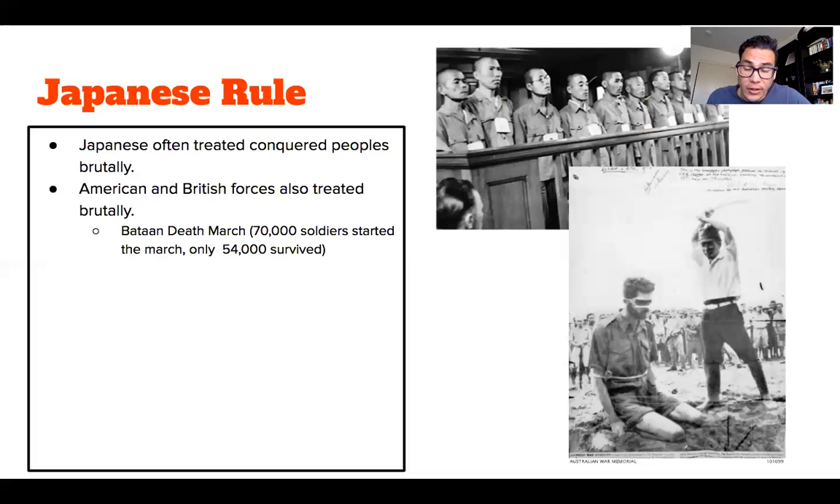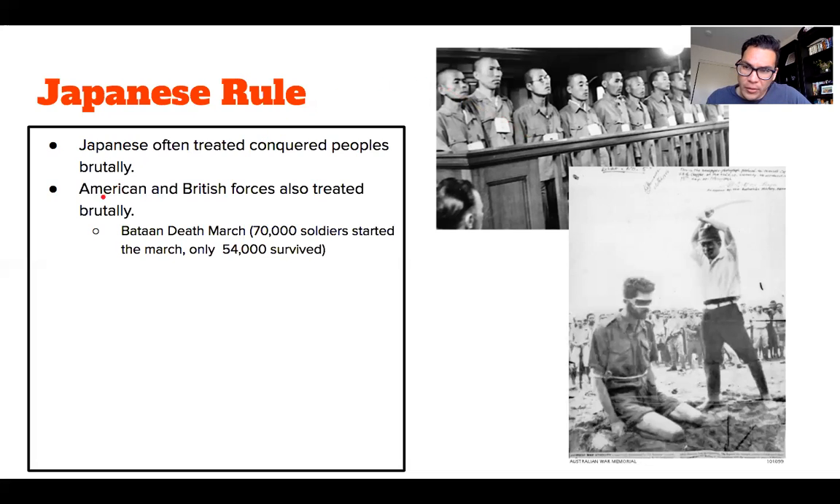So you'll see some of that in the chapter reading, but I don't try to put too many pictures because they are really graphic and really disturbing, even for me who's seen this many times. The Japanese also treated their soldiers very brutally. They basically saw surrender as something shameful, as something that made those soldiers no longer worthy of respect.